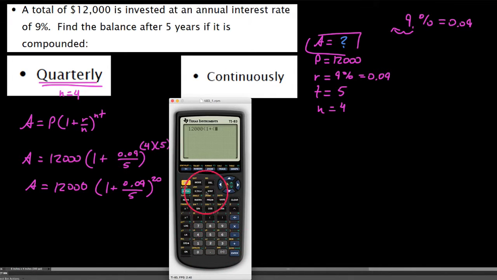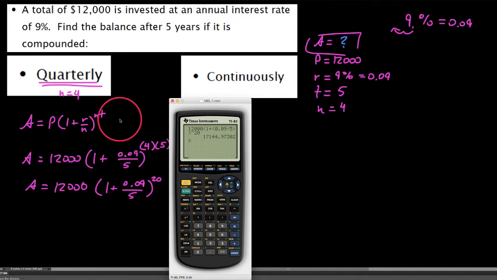Now, I'm going to put a subset of parentheses in here, where I'll put my 0.09 divided by 5 inside of that. And then I'm going to take that and put that all inside with this 1 plus that amount. And we're taking this all to the 20th power.